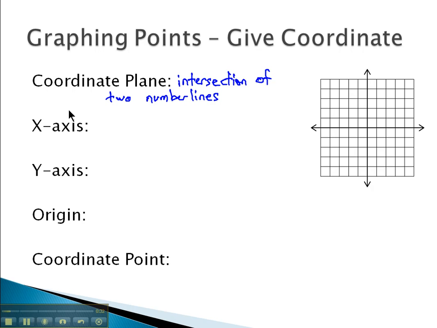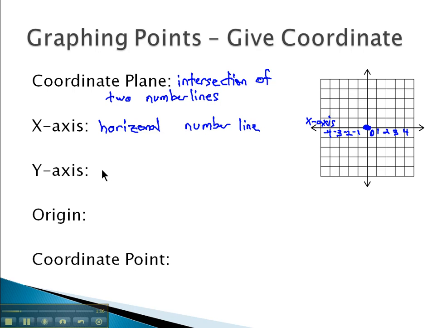The x-axis is an important one. That is the horizontal number line. X-axis, I'll label here. And it starts at the center with an x value of 0, and it counts up 1, 2, 3, 4 to the right. And then, as you would expect, the negative numbers, negative 1, negative 2, negative 3, negative 4, off to the left.